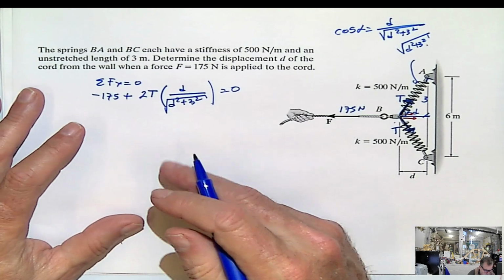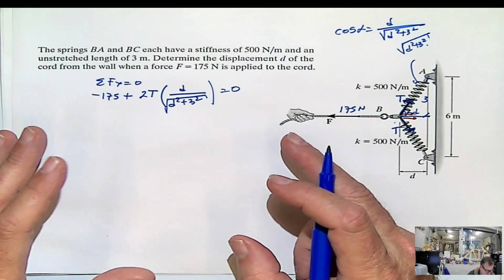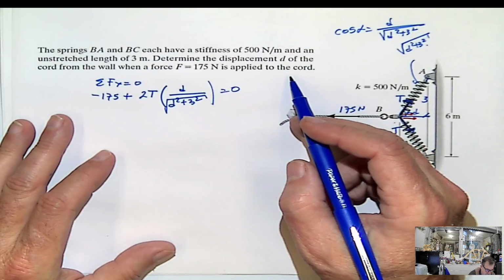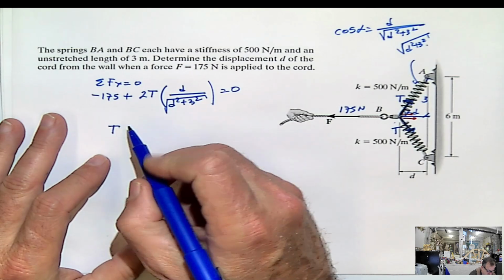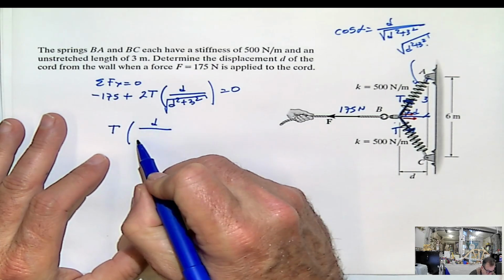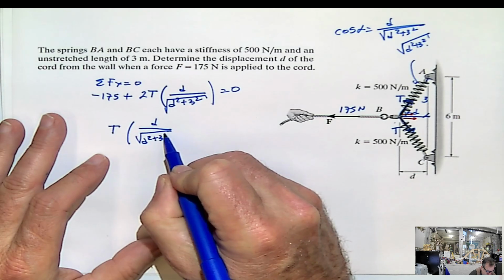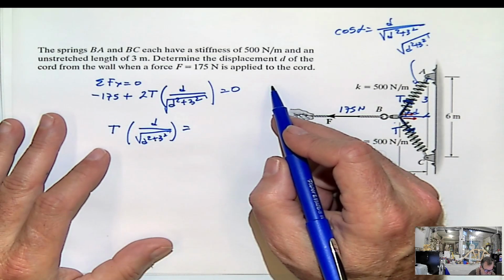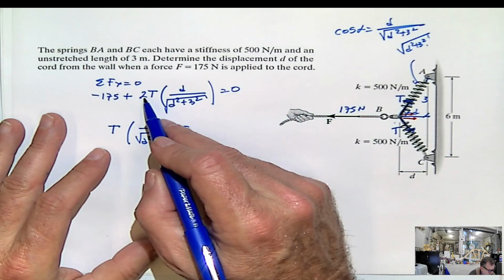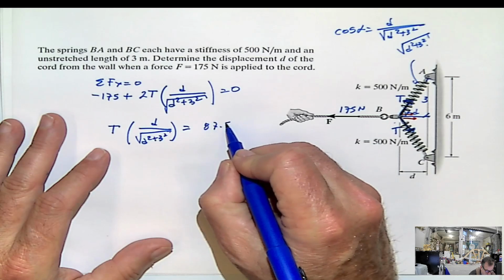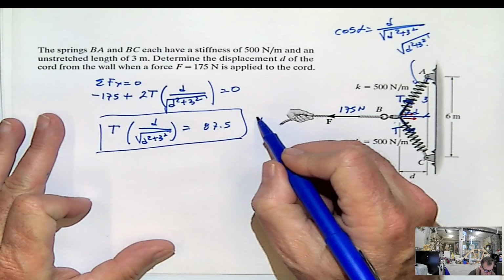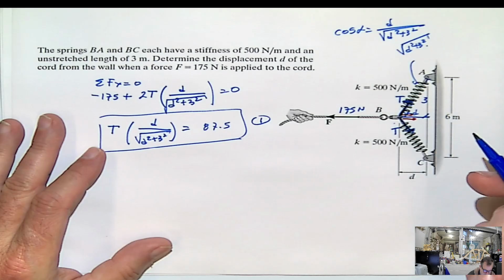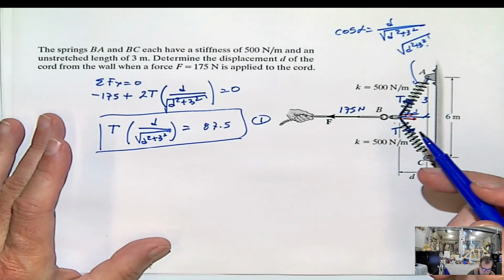Now we can work this problem out and simplify it a little bit more. It's just this part here we can simplify and pass to the other side. So then I will have T multiplied by d divided by square root of d squared plus 3 squared equal to 175 positive divided by 2. That's going to be 87.5. And this is one equation. So I need another equation that relates T and D. But fortunately, we have it. You haven't realized that we have it, but we have it.